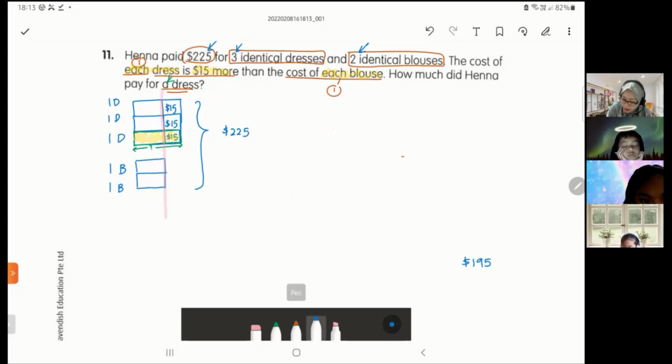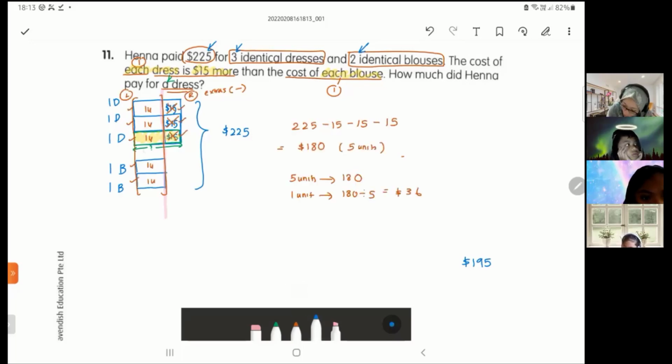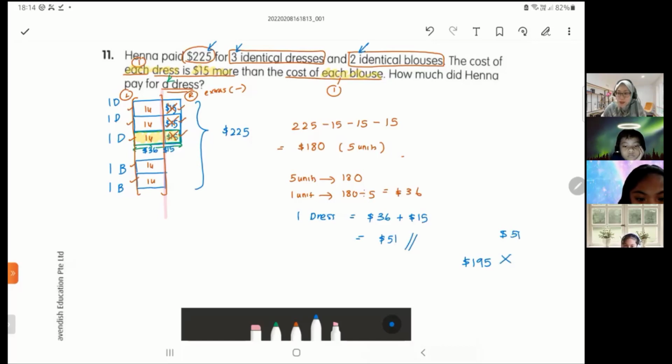So which means this portion here, this question mark, is 36 and here is 15. So to find one dress, it is 36 plus 15 equals to, the answer will be $51, not 195, okay? $51. All right, so what kind of concept? Stack model concept. All right.